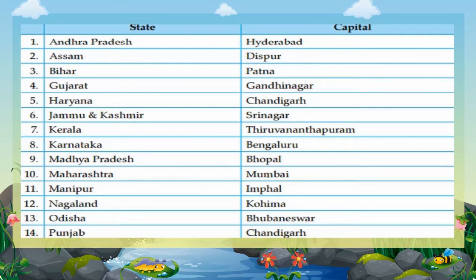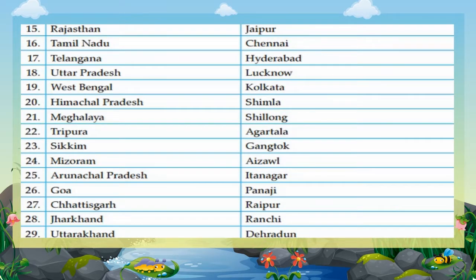14. Punjab, Chandigarh. 15. Rajasthan, Jaipur. 16. Tamil Nadu, Chennai. 17. Telangana, Hyderabad. 18. Uttar Pradesh, Lucknow. 19. West Bengal, Kolkata. 20. Himachal Pradesh, Shimla. 21. Meghalaya, Shillong. 22. Tripura, Agartala. 23. Sikkim, Gangtok. 24. Mizoram, Aizawl. 25. Arunachal Pradesh, Itanagar. 26. Goa, Panaji. 27. Chhattisgarh, Raipur. 28. Jharkhand, Ranchi. 29. Uttarakhand, Dehradun.